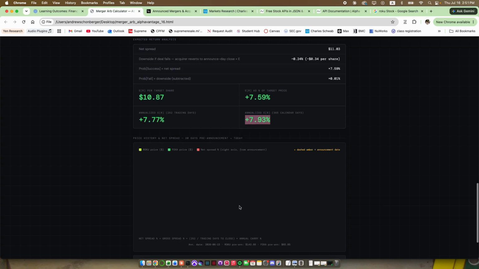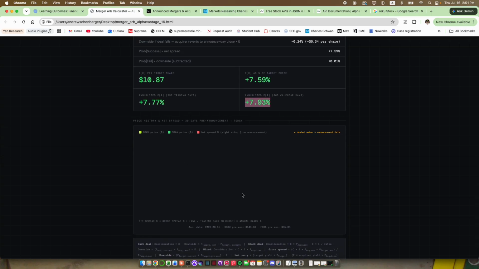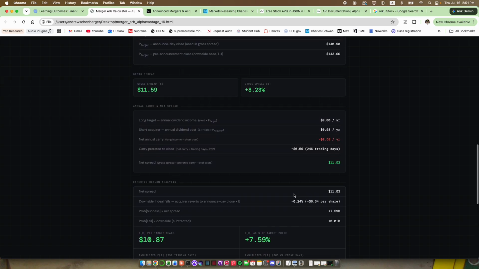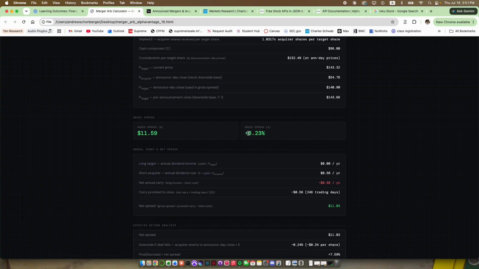And what this graph will show you is the price data. So this is going to show you 30 days before the announcement of the deal, all the way up to today. It's just a line chart of the price, and then it charts the spread. I'll show you in the next deal where this spread is 8%, so it's pretty healthy.